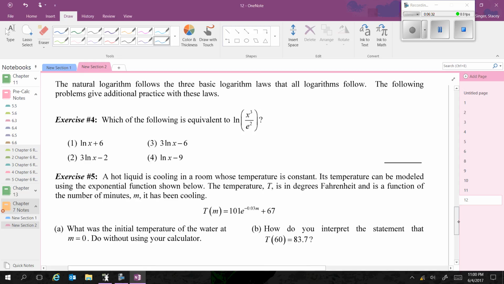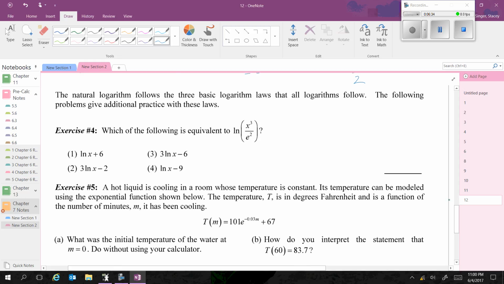So using log properties, what's equivalent to the natural log of x raised to the 3rd divided by e raised to the 2nd? Well, we talked about log properties 2 lessons ago. So it's the same thing for natural logs. So if I have 2 parts, x and e, I'm going to have 2 natural logs: the natural log of x to the 3rd and the natural log of e to the 2nd.